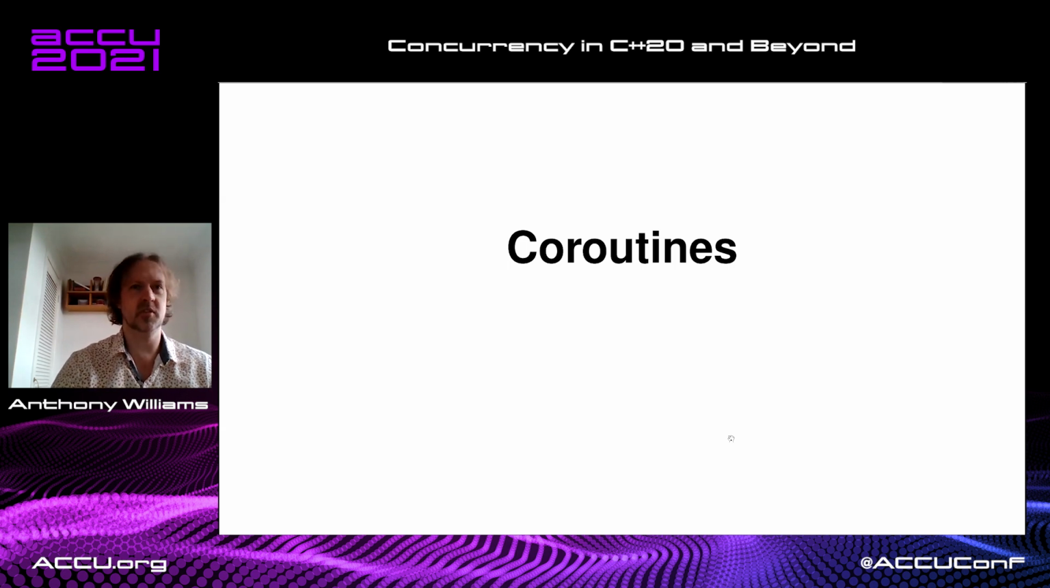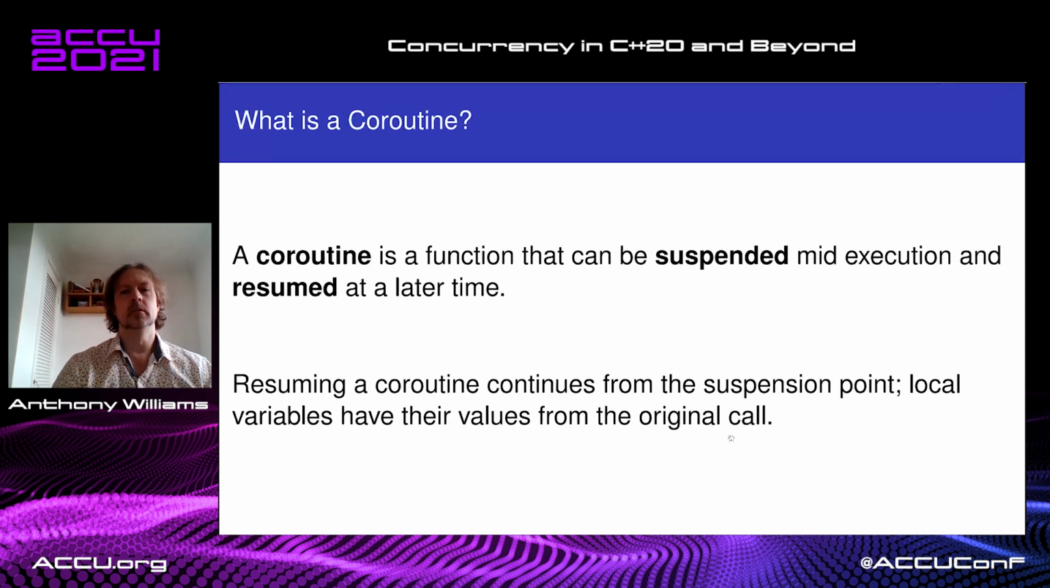Okay, so let's move on to coroutines. A coroutine is a function that can be suspended mid-execution and then resume later. And when you resume it, it continues from the suspension point. And all the local variables have exactly the same values because they were saved. It was stopped mid-execution. But how that relates to the rest of the code varies.